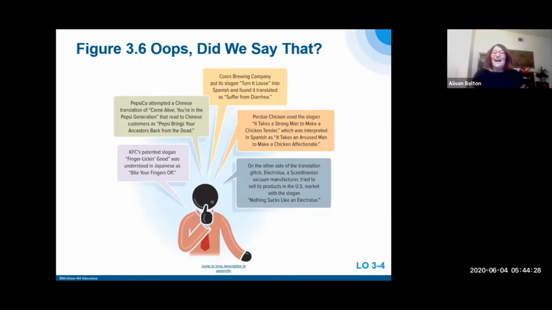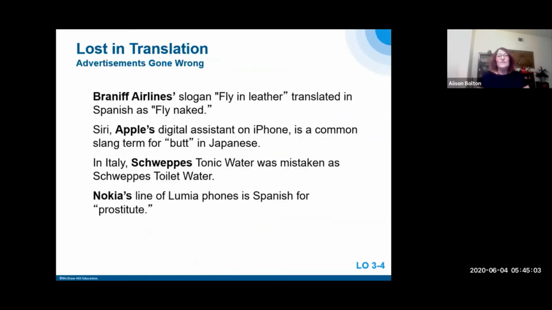And last, there was quite a glitch by Electrolux, a Scandinavian vacuum manufacturer, which was trying to sell products in the US with the slogan "Nothing sucks like an Electrolux." So you have to be very careful how we say things. Not only how we say things, but how we come across physically. Customs in different countries are very different. And I believe I have another slide here about translation.